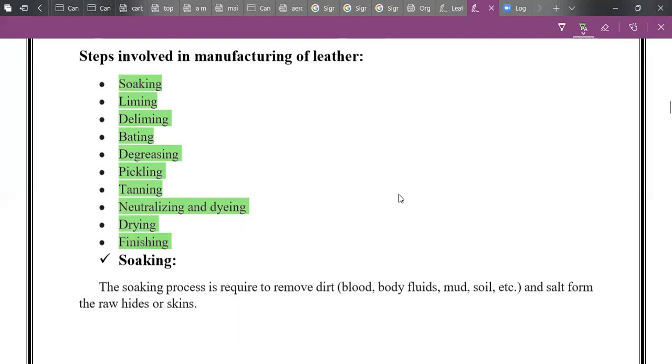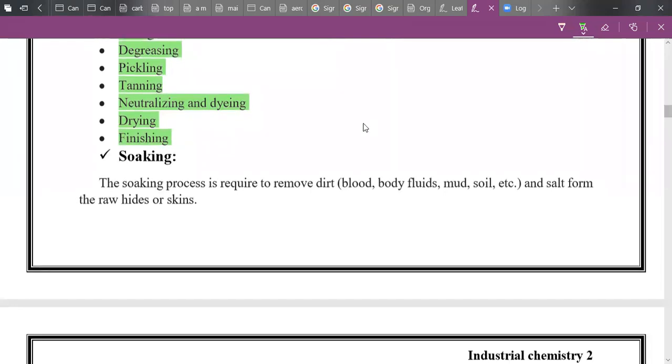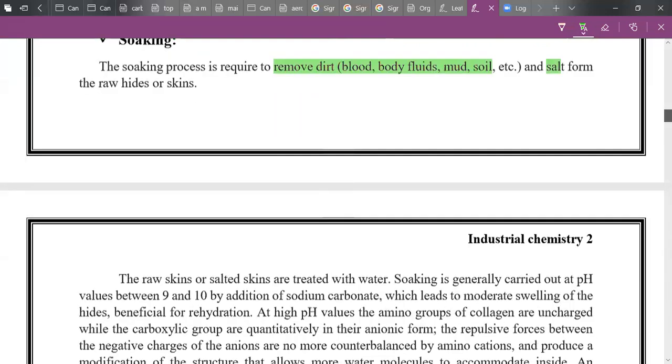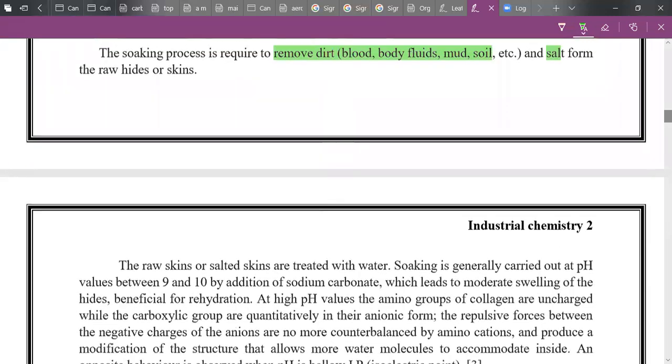Now I will tell you the details of these steps one by one. Soaking. The soaking process is required to remove dirt such as blood, body fluid, mud, soil, etc., and also salt from the raw hide or skin. For preservation, we apply salt on the skin, so that is why we say we remove the salt from the raw hide or skin. The raw hide or salted skin is treated with water.